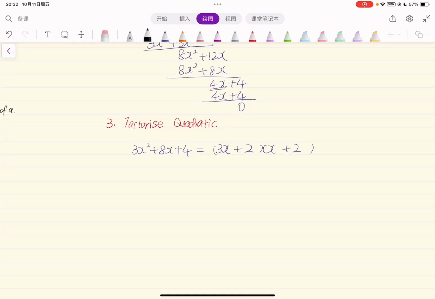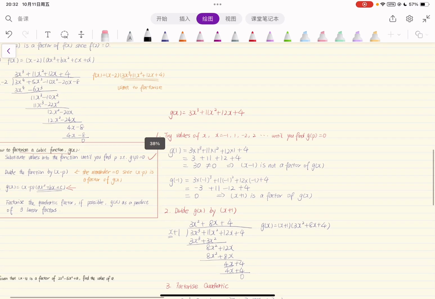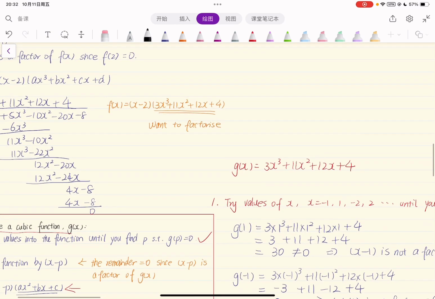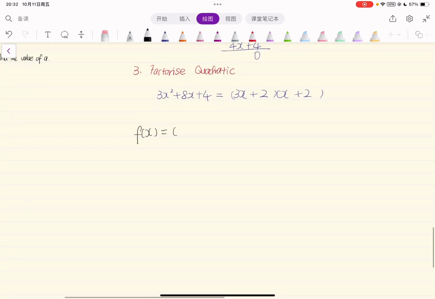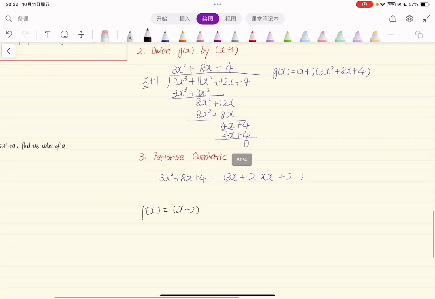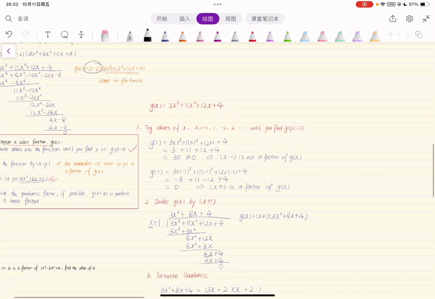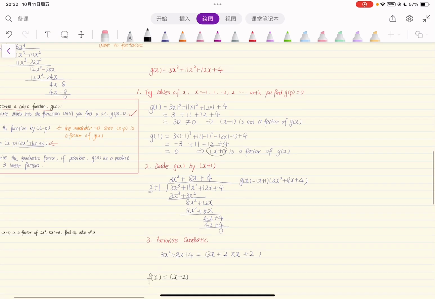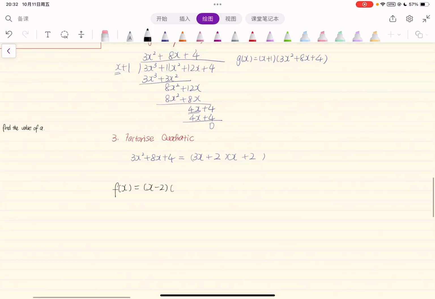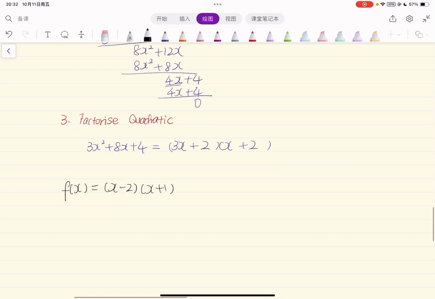So we can write that f(x) equals the first linear factor, x minus 2, and the second one, x plus 1, and the other factors, 3x plus 2 times x plus 2. So here is the answer for part B.